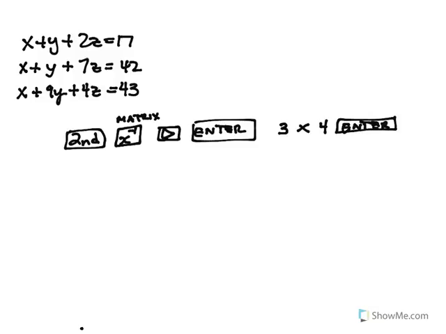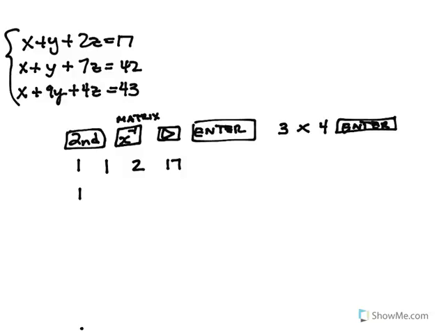What you do is you look at your problem and plug in the coefficients from the system. So if I look at my system, I'm going to put in a 1 here, press enter. Put in another 1, press enter. Put in a 2, press enter. Put in a 17, press enter. And it's going to go down to the next row for you.